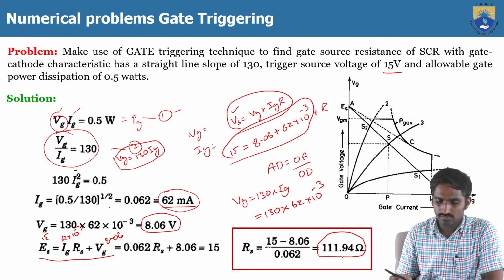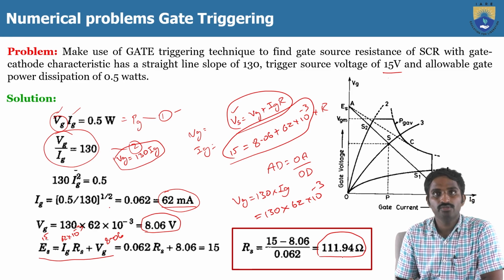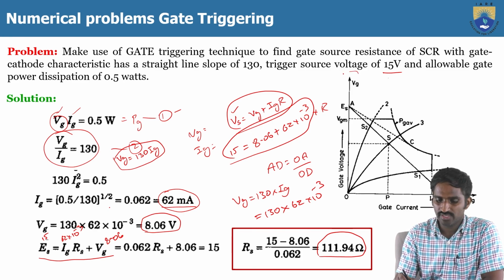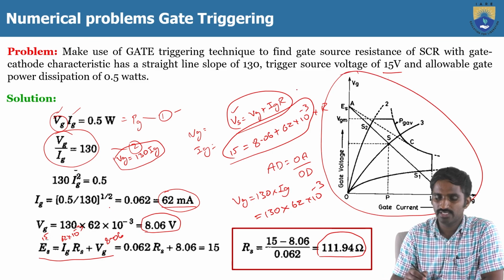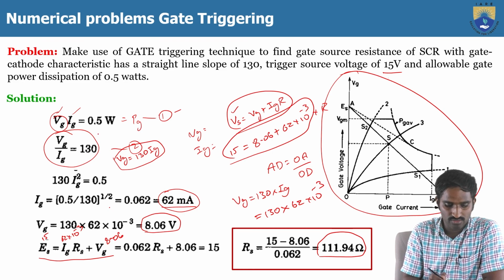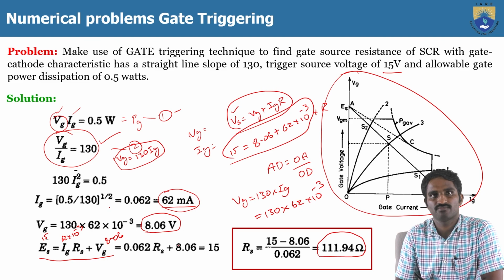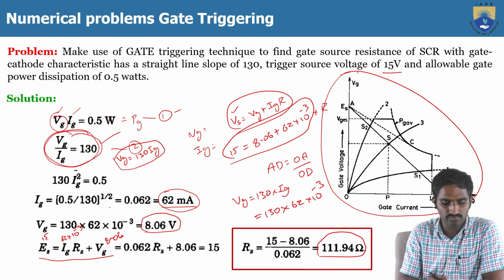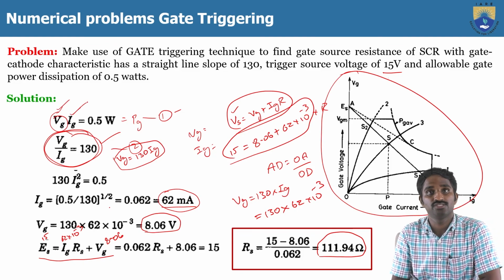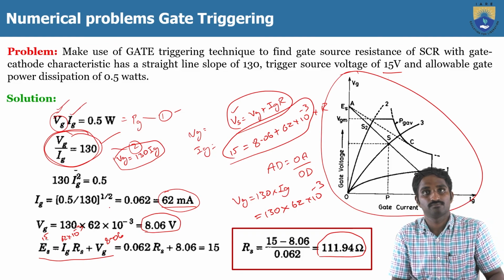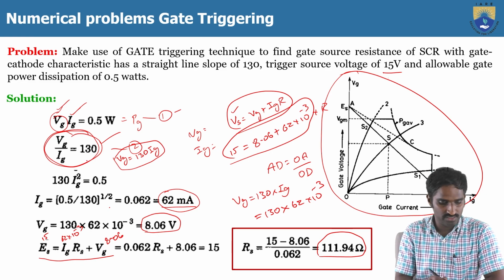If you want to solve this problem, we must be aware of the gate characteristics. Only then can we solve it, because from these gate characteristics we got the relation Vg by Ig is equal to 130. Without this relation, we cannot find the Vg and Ig values. So that's why it is very important.